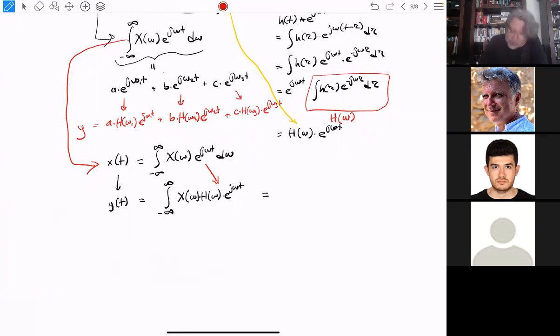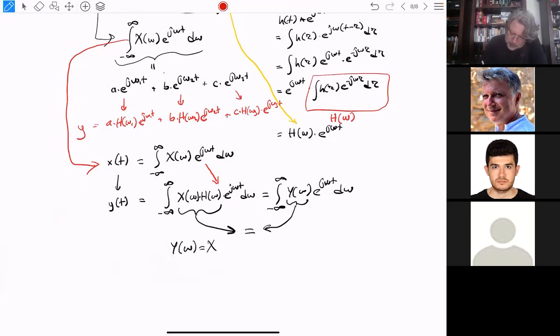And we know that, using the inverse Fourier transform, y of t is equal to, in other words, y of omega e to the j omega t d omega. Let's not forget the d omegas here and here. The last one is by definition, which means that this must be equal to this. So y of omega is equal to x of omega times h of omega.